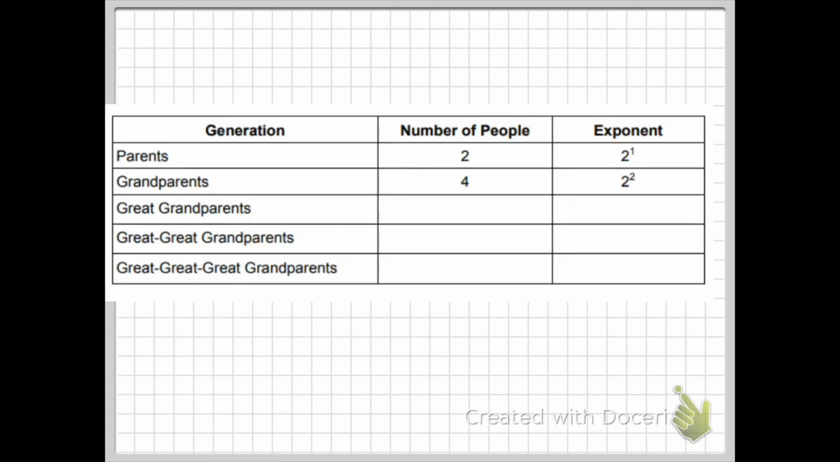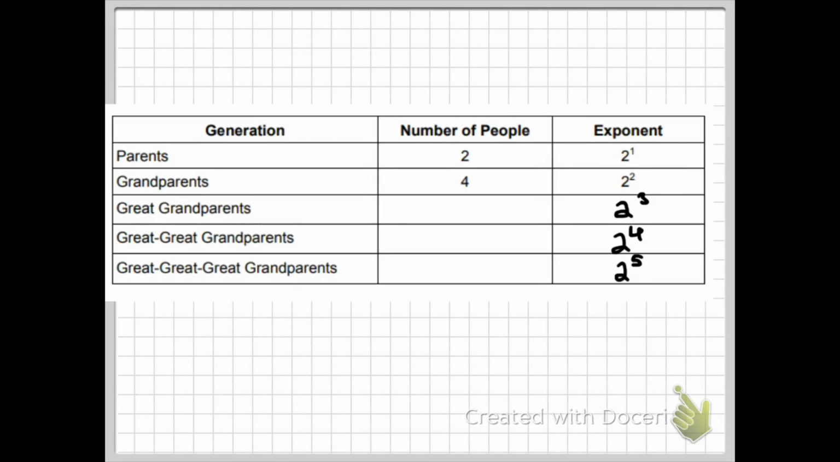Let's look at this chart about how a family may grow exponentially. So we have the number of people, parents. Typically you only have 2 parents, so that's 2 to the 1st power. Grandparents, well, your mom has 2 parents, your dad has 2 parents, so then that brings it up to 4. Notice that the pattern is that this is now growing exponentially. So if we follow this pattern, let's see if it works out correctly.